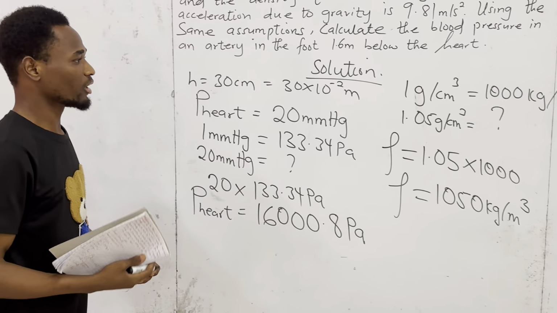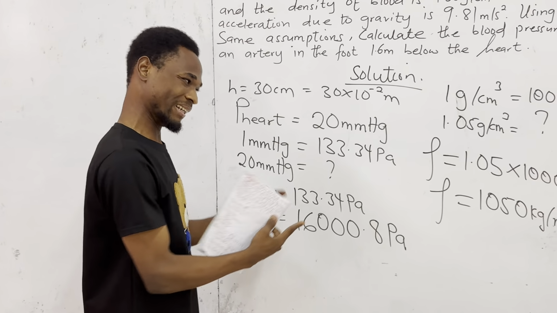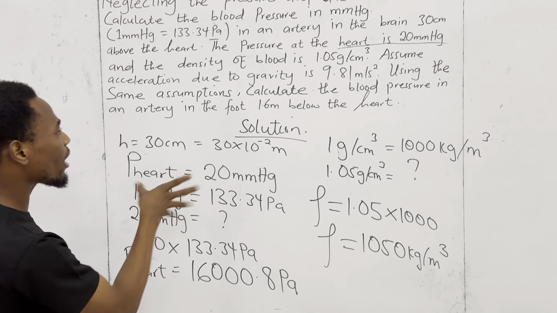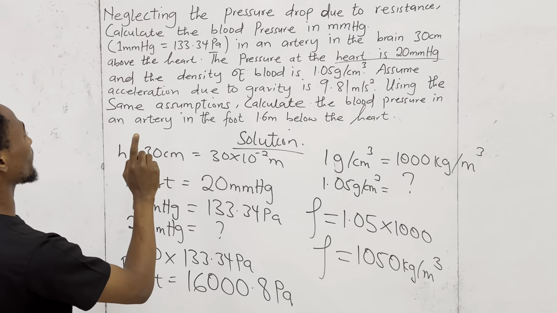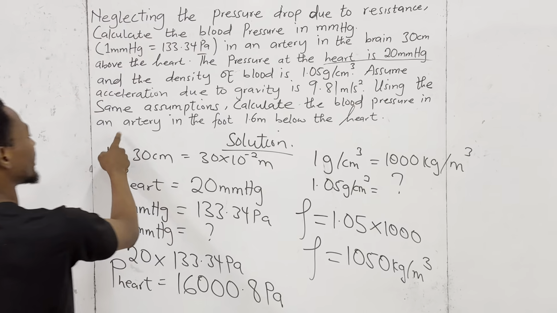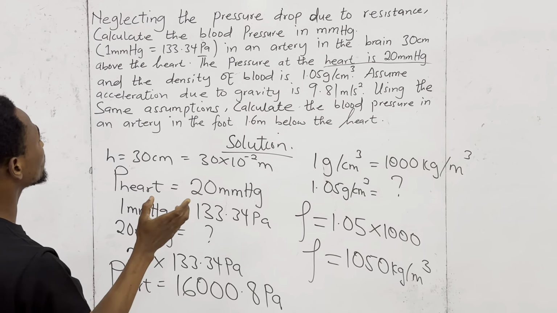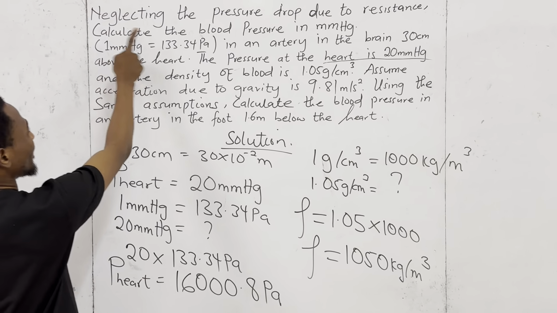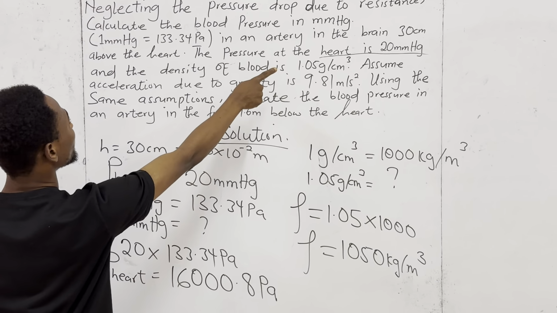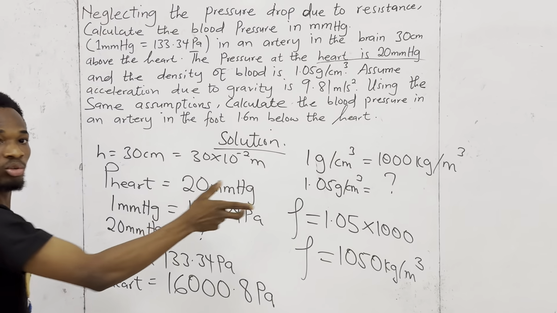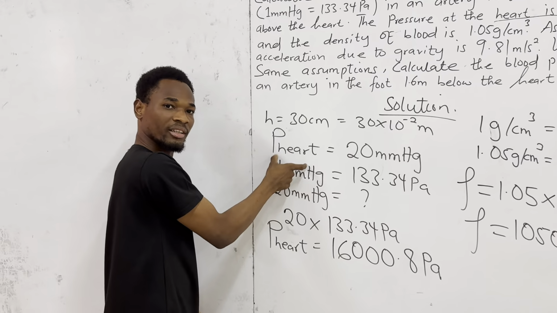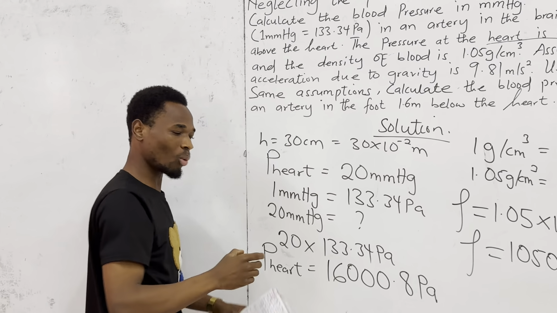Alright. So viewers, this is the data. Let's see how we can do our substitution over here. The question reads: we are supposed to calculate the blood pressure in an artery in the foot, and also the blood pressure in millimeters of mercury in an artery in the brain. So here we need the brain pressure. You also know the pressure of the heart.